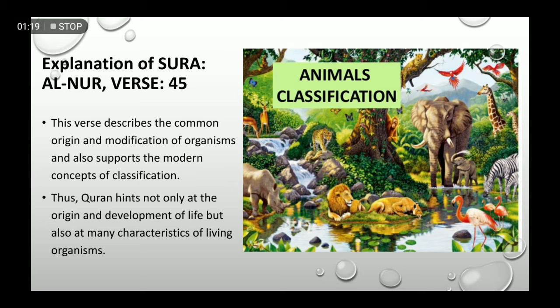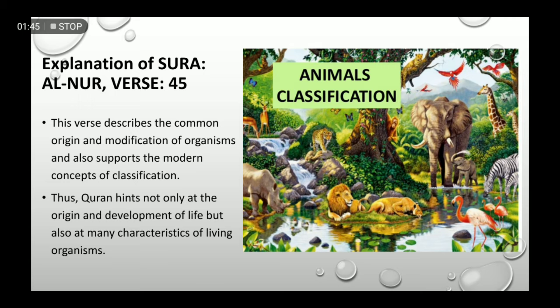Allah hints in the Quran not only at the origin and development of life but also at many characteristics of living organisms. So I have described some of the characteristics of living organisms. Now in this picture you can also observe and write down some names or characteristics of the organisms and make some groups of the organisms on the basis of similarities and differences between them.